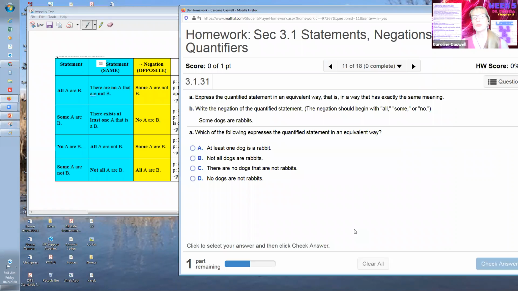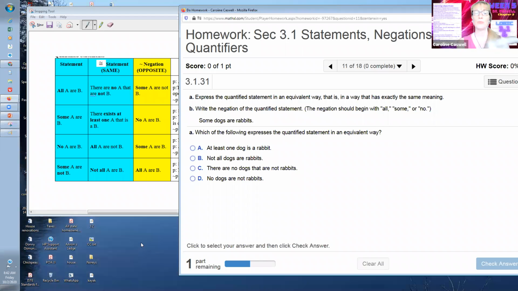All right. So we have a statement, some dogs are rabbits. So what I would say to you all is, which of the columns are we talking about? Let's talk about row 1. Row 1 goes across as all, no, not, and then some. Row 2 is some, at least one, and no. Row 3 is no, all, or some. Row 4 is some, not all, and all. So what we're trying to match up with is some dogs are rabbits.